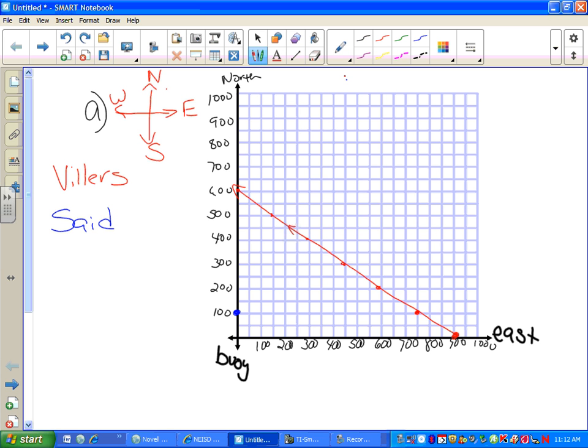Up 200. If we look at the second paragraph, you can see that it says 3 meters west and 2 meters north. Okay, so let's go with Mr. Said. Check that one out. What does it say? 4 east and 1 north. So 400, I'll count correctly by hundreds this time: 100, 200, 300, 400, and 100 north. So I'm going to be here, 100.